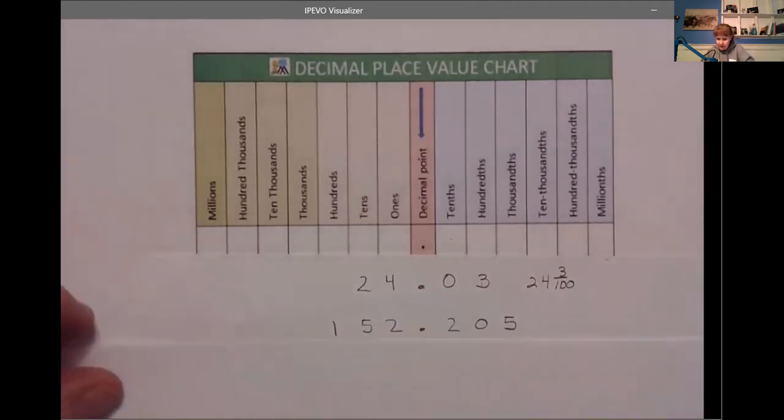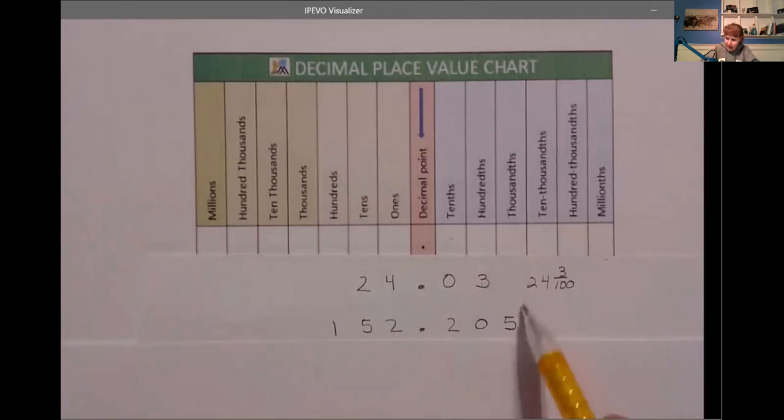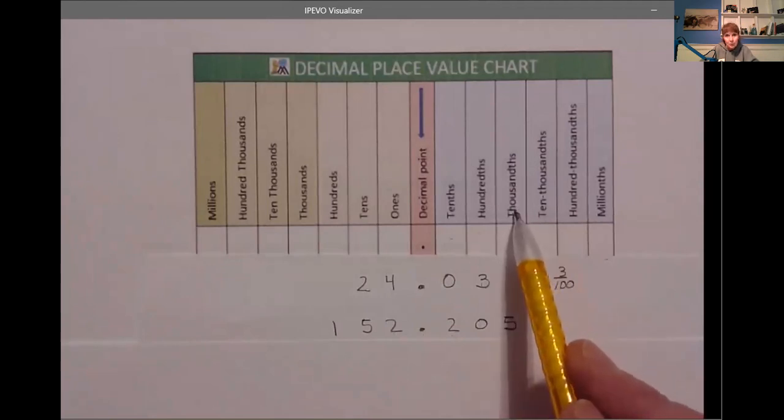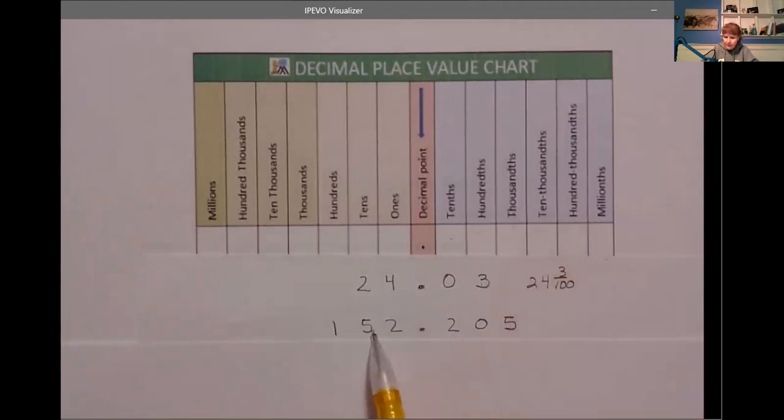Here's another example. This one would be read 152 and, you read 205 and you go to the last place, which is thousandths. 205 thousandths. The last place here is the name that you'll use. So 152 and 205 thousandths.